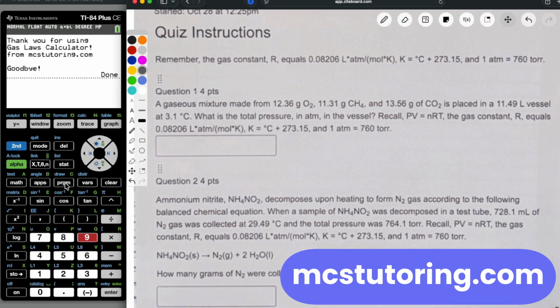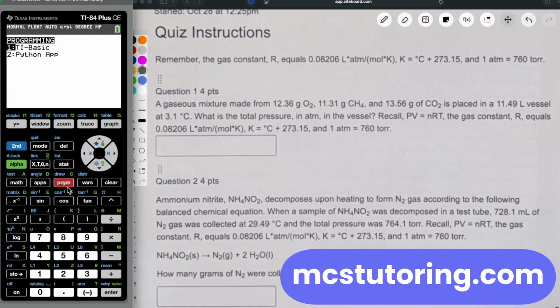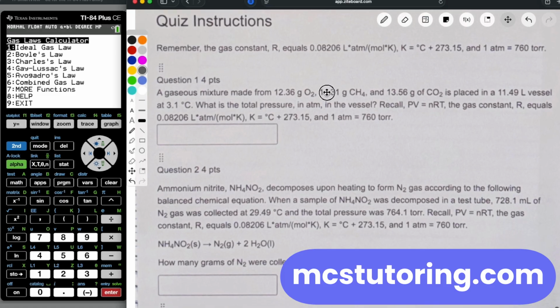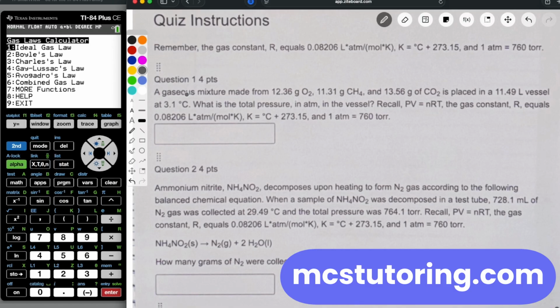We're going to press PRGM on the calculator keypad in the upper middle section. If you have a Python calculator, it gives you this. Otherwise, it's just going to go to TI-84 basic programs, or TI basic, sorry. We're going to choose that. And then we're going to do Gas Laws 5, which is the most recent rendition of the Gas Laws program. And you have to press enter twice, once to select it, another time to run it. So that is a little point of confusion for people. But don't be worried.